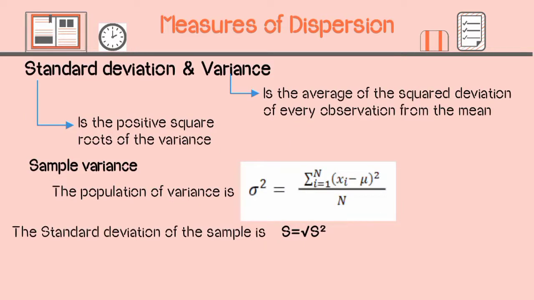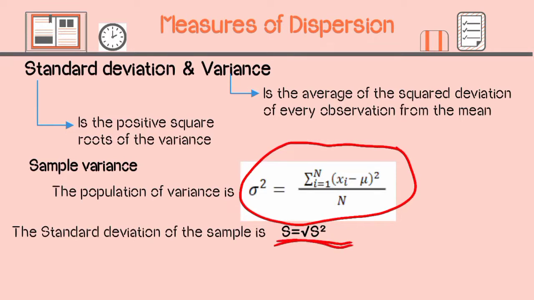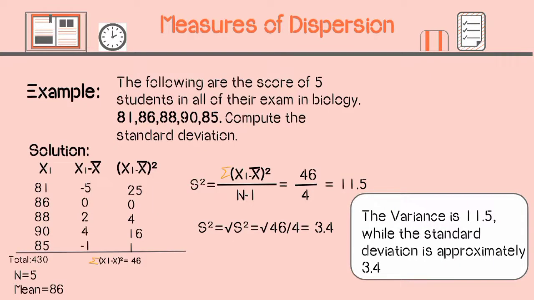So, next, standard deviation and variance. Standard deviation is the positive square root of the variance. Ang variance naman is the average of the squared deviations of every observation from the mean. Sample variance, so ito yung sample variance. So the population variance, ito po yung magiging formula ng variance. Tapos ang standard deviation naman of the sample is ito po. So, okay, let's go with the example.